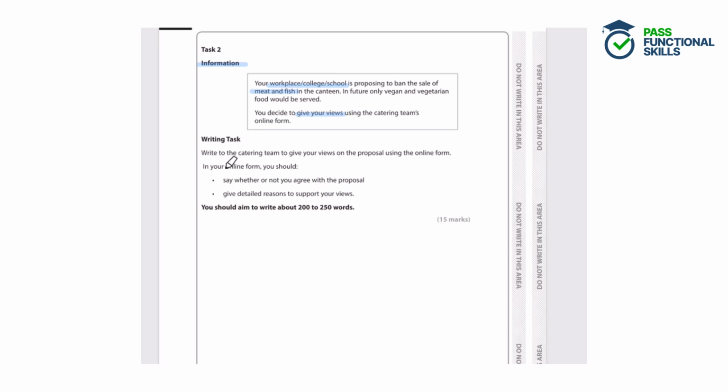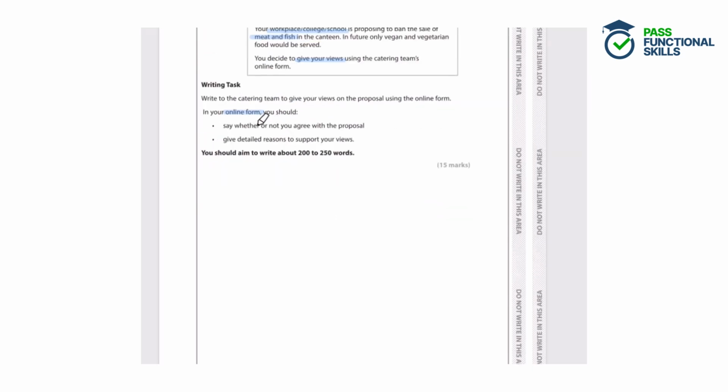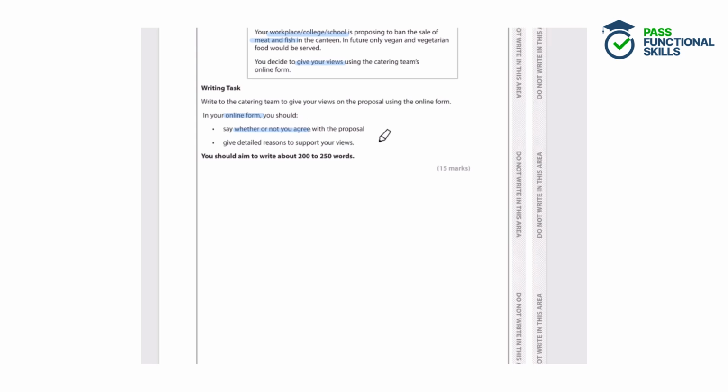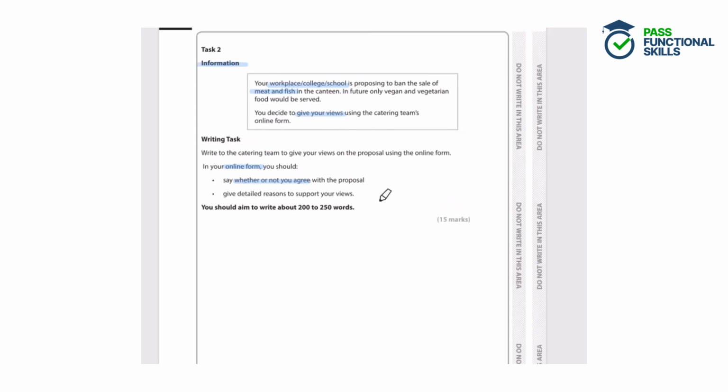We're writing an online form, which is quite a tricky text type. There's no specific formatting features that we need to be using here, but you should always be using paragraphs and possibly headings and subheadings for this as well. And we need to say whether or not we agree, so give our opinion on the overall proposal, and then give detailed reasons to support this. So if there are any facts that we might have to support it, or any important reasons that we think that meat or fish should be banned or not. So now let's take a look at the answer.